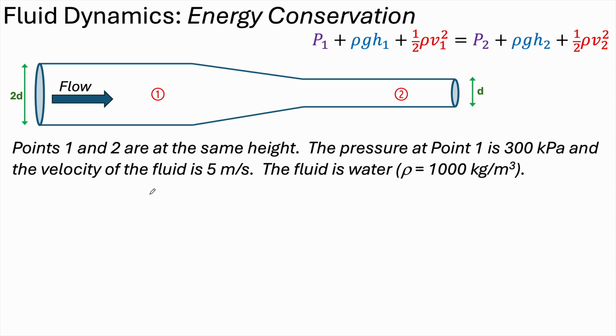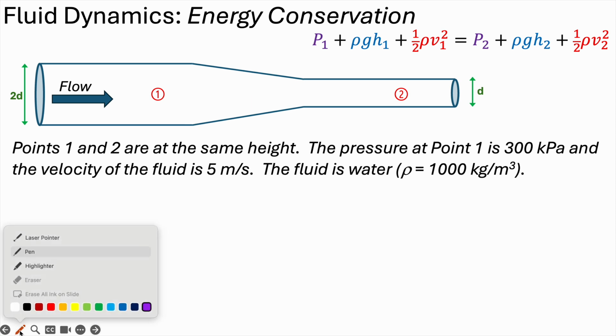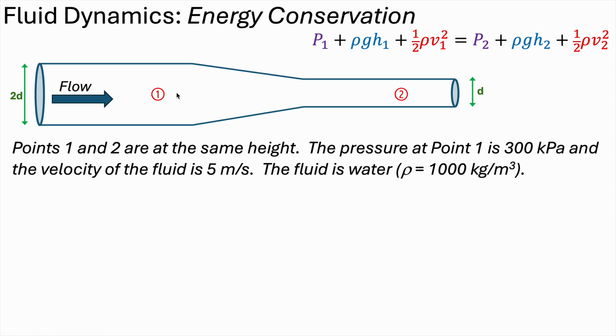So let's take a look, and here's my practical example. Points 1 and 2 are at the same height in this pipe. And the pipe starts out with a diameter of 2d on the left side, d on the right side. We've got a point 1 here and a point 2 here. At point 1, the velocity of the fluid is 5 meters per second. And we're given the density, and we're given that those 2 points are exactly the same height.